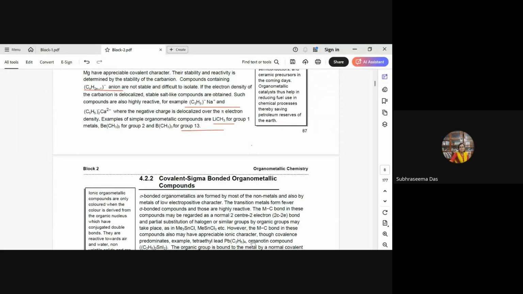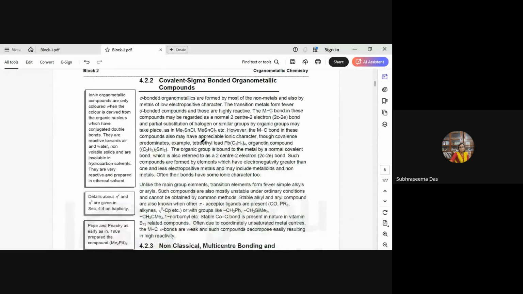Then we will talk about the covalent sigma bonded organometallic compounds. The sigma bonded organometallic compounds are formed by most of the non-metals and also by metals which have very low electropositive character. So covalent bonding is formed when most non-metals are taken, or even if we take a metal, it should have a very low electropositive character.